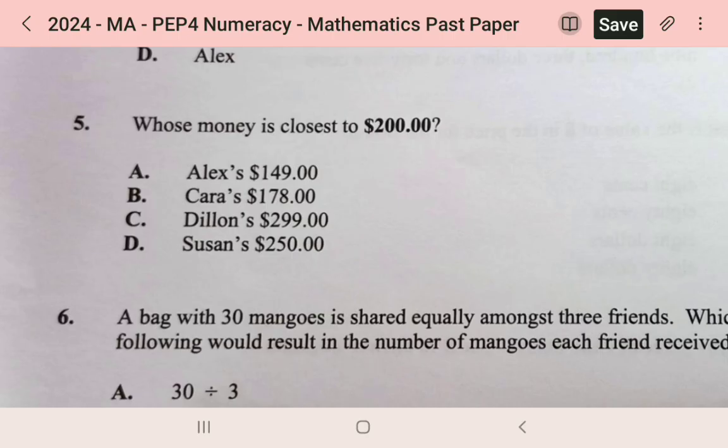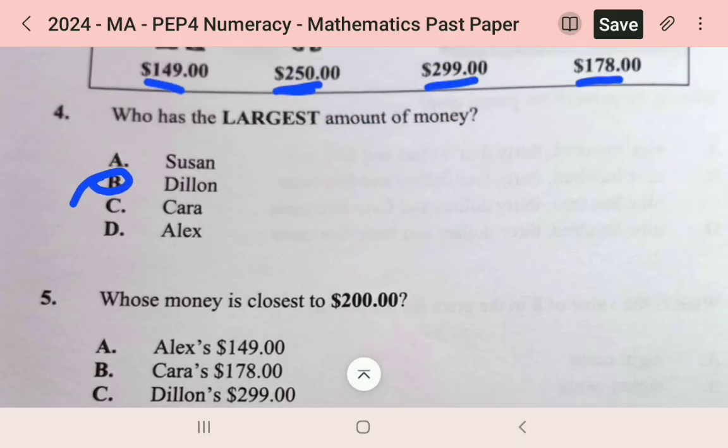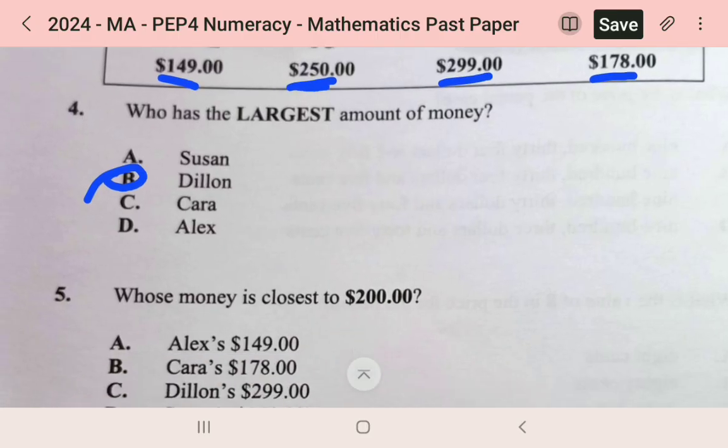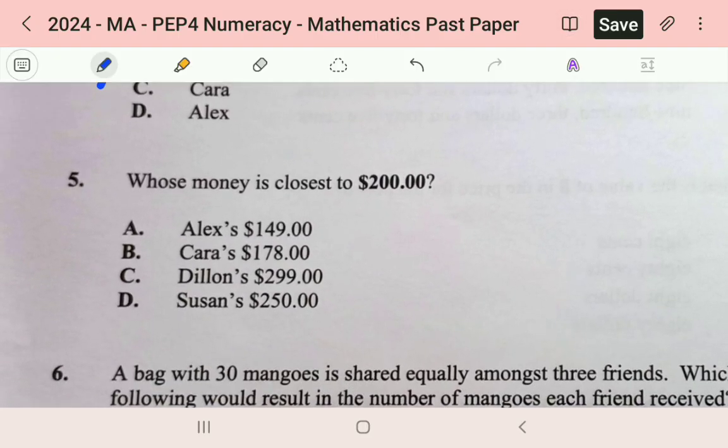Number 5. Whose money is closest to 200? Dylan is so close to 300, it can't be Dylan. It's going to be Susan, 250. Remember, halfway, once it's 50 and above, closer to the next. So who am I now looking for? Susan, 250.